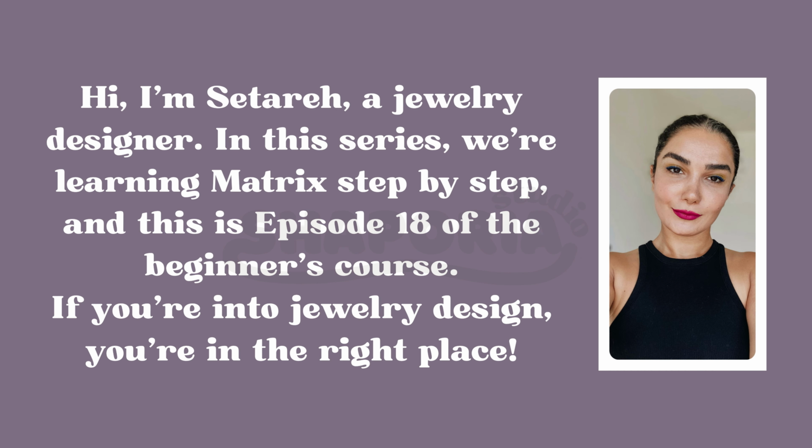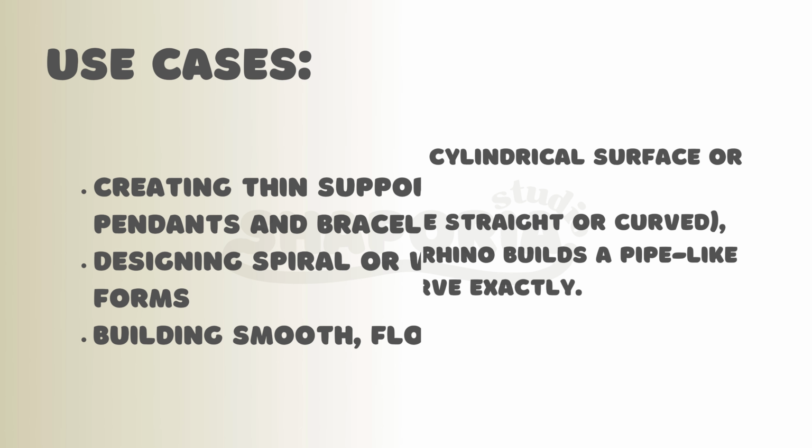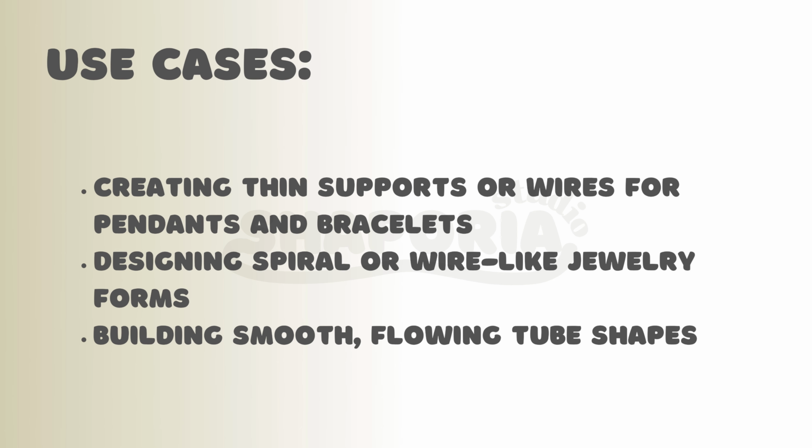The pipe command creates a cylindrical surface or solid around a curve. You select a curve, it can be straight or curved, then define the radius. And Rhino builds a pipe-like shape that follows the curve exactly, creating thin supports or wires for pendants and bracelets, designing spiral or wire-like jewelry forms, building smooth, flowing tube shapes.